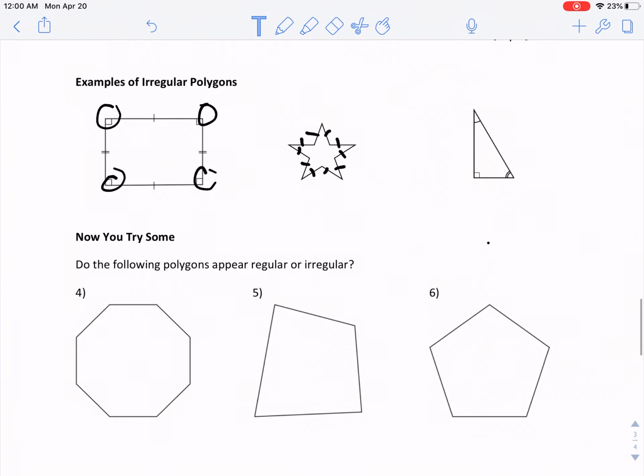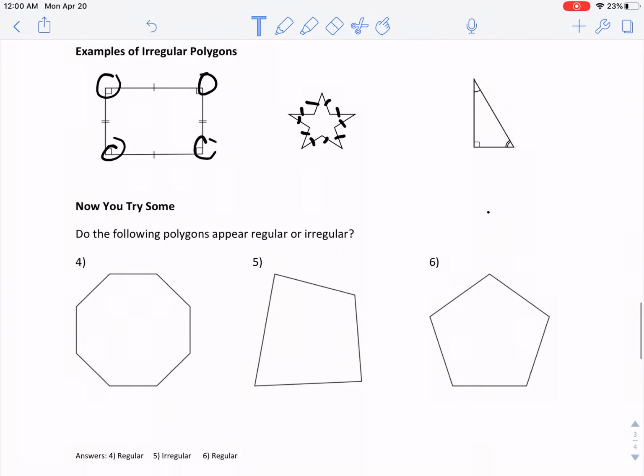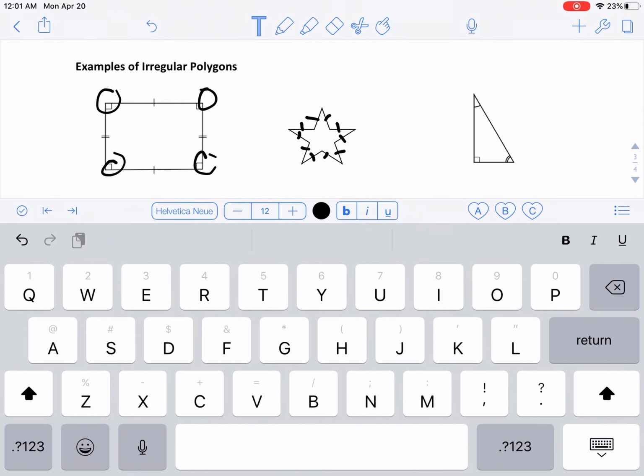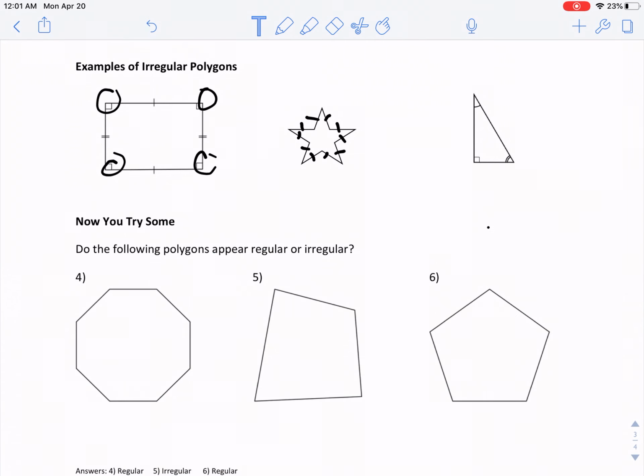Once again, you have three to try. For these, you kind of just have to eyeball it, so you can't assume on these. For the first time all year, I'll let you assume. But just, are all the sides the same and are all the angles the same? If so, it's regular. If one or both of those is not true, it's irregular.